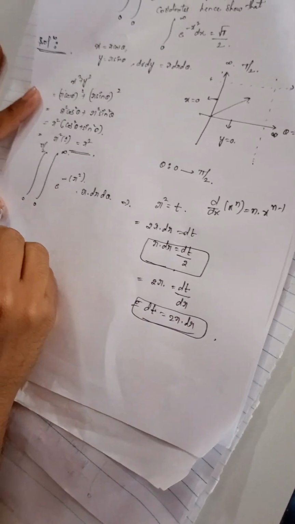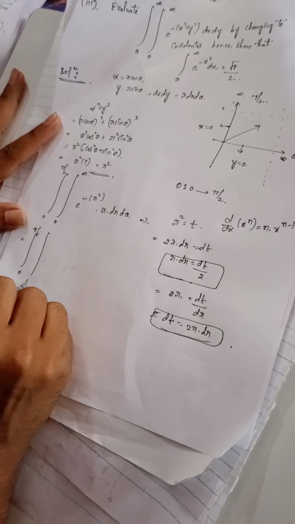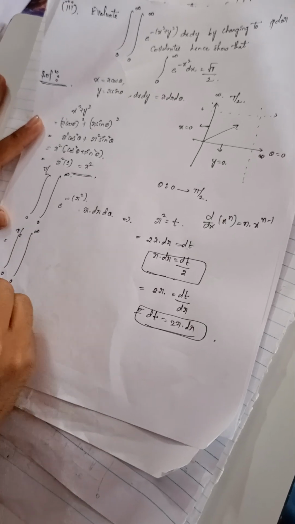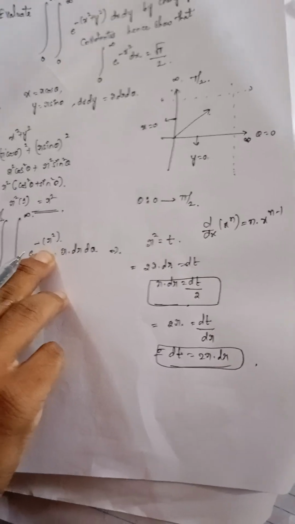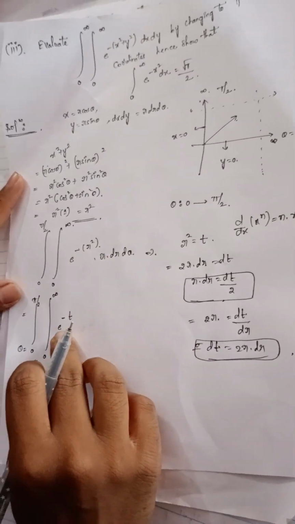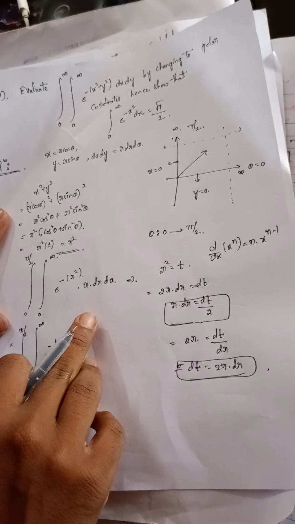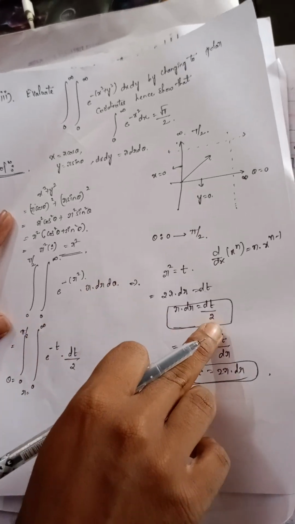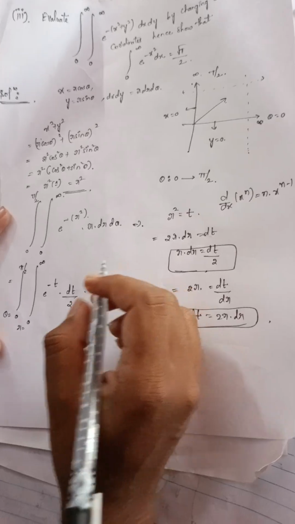So now what will I do is integral 0 to pi by 2 and integral 0 to infinity. These are the limits of r, these are the limits of theta. E to the power of minus t. As I have assumed r square is t, e to the power of minus t into dt by 2. So in place of r dr I have dt by 2 and then d theta. Now what do we do?